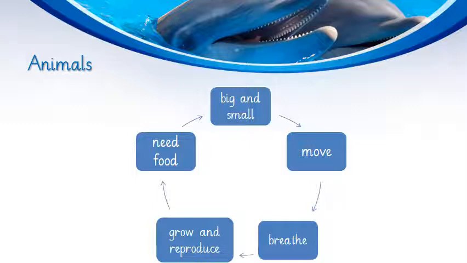Animals are different in size. Some are big and some are small. Animals can move from one place to another. Animals breathe in air. Animals grow and reproduce. They can have their babies as well. Animals need food to live.